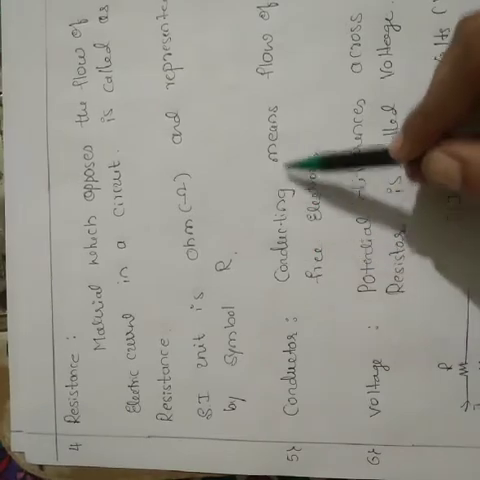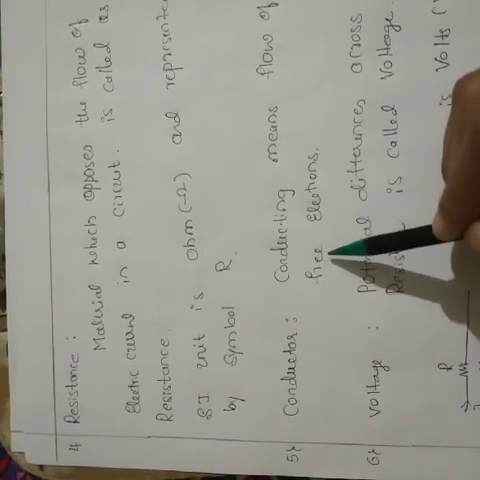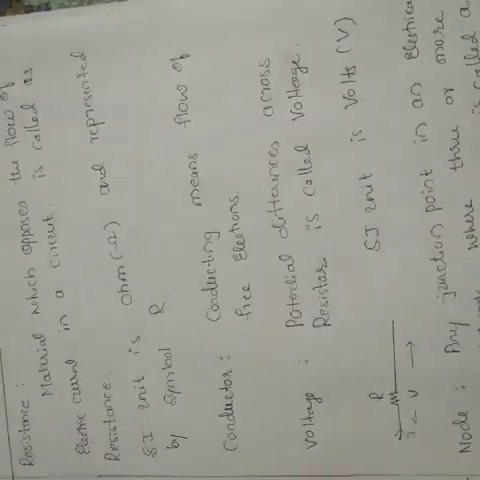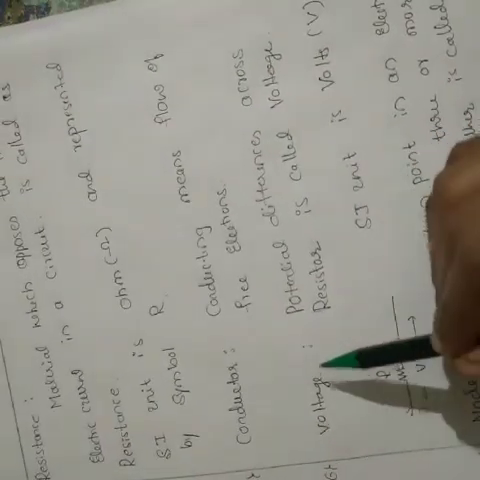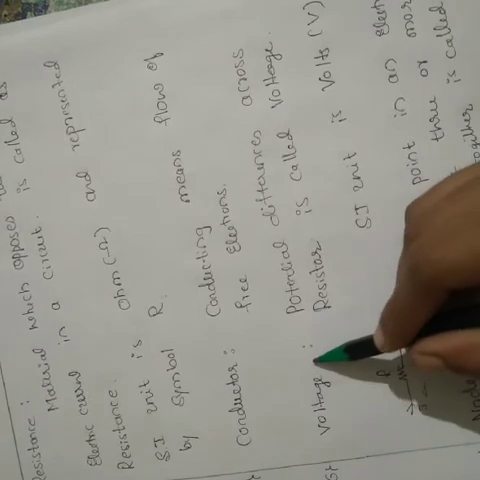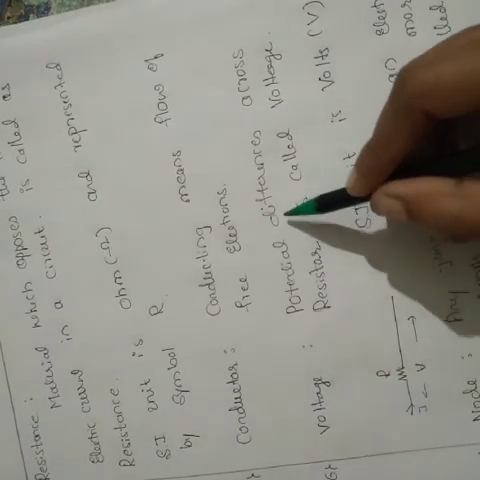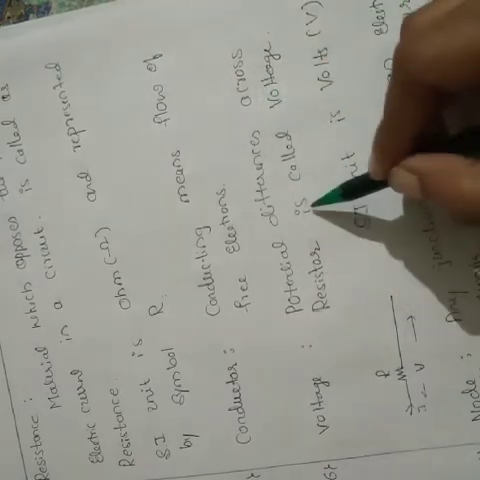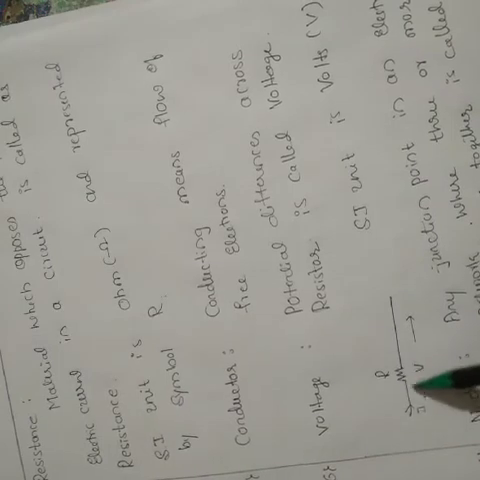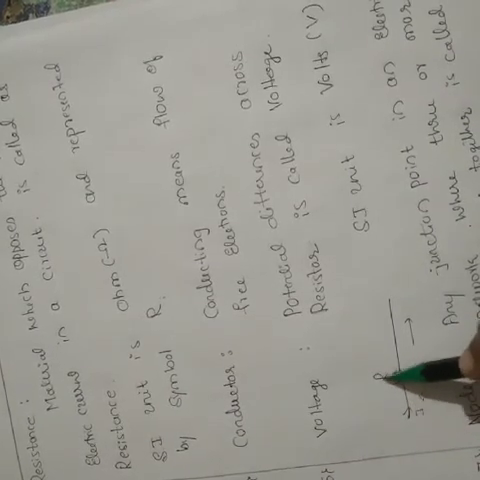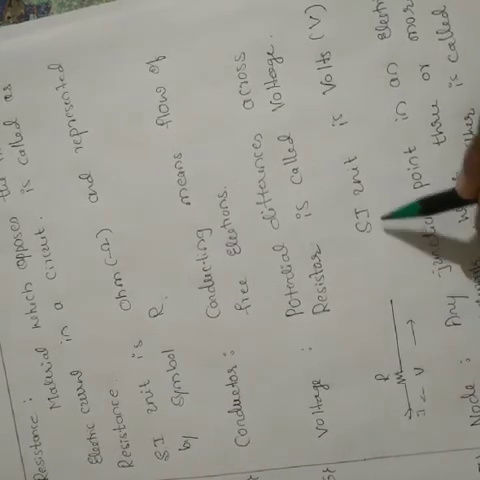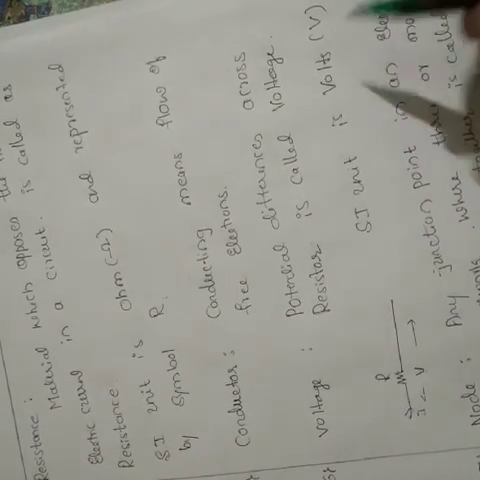Conductor means conducting, the flow of free electrons. Then the next definition, voltage, represented by the symbol V. The potential difference across the resistor is called voltage. You can take one simple resistor, and the current will flow here. The potential difference across the resistor is called voltage. The SI unit is volts.